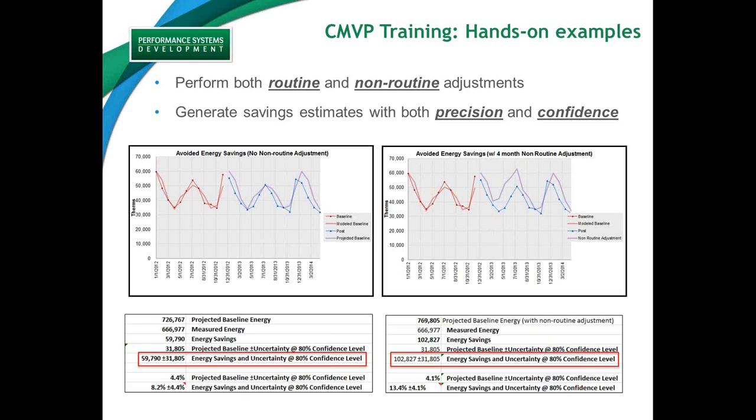So this is the kind of stuff we cover again as part of a CMVP course, where we need to make sure our CMVP practitioners understand how to generate savings estimates with both precision and confidence, and understand how to perform both routine and non-routine adjustments. At the bottom line, this is what M&V is all about. Communicating this to the owner investor, and then what do we do with it?